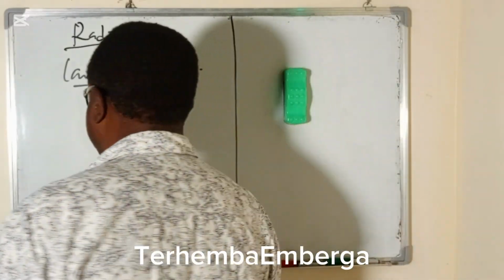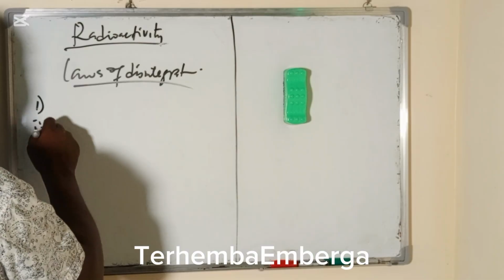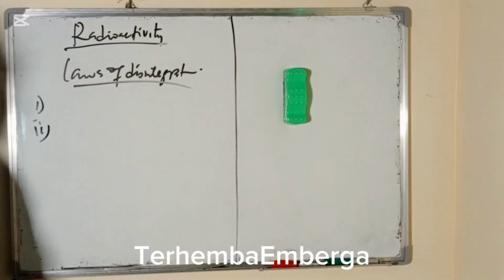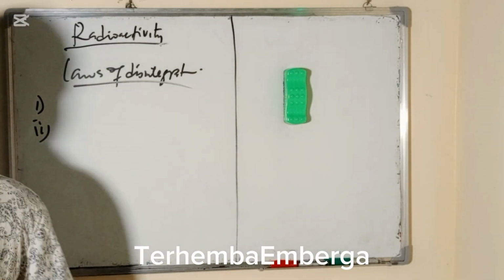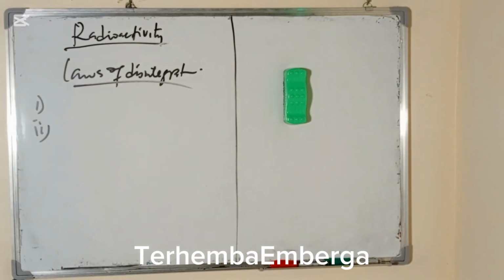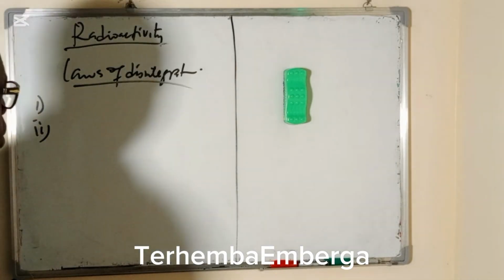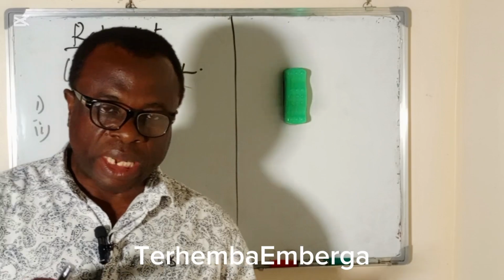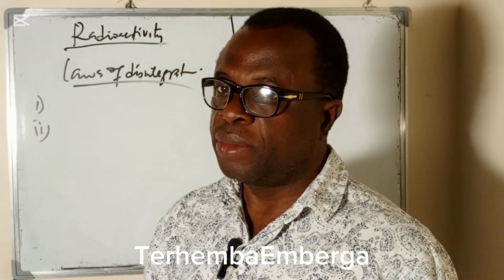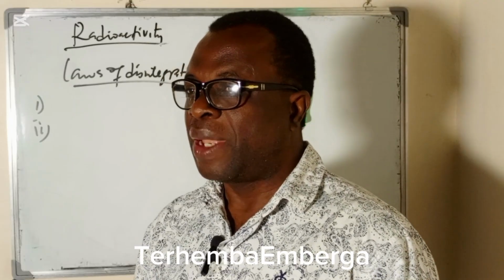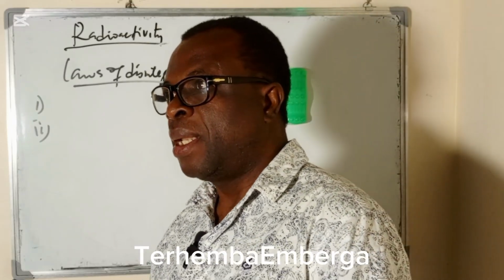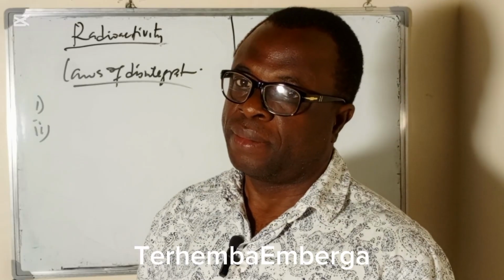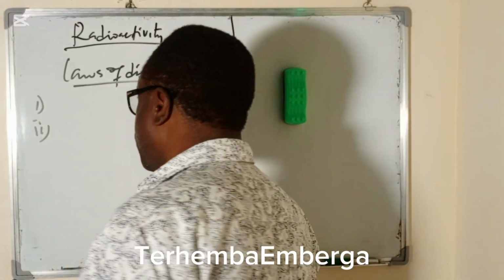Number two, it takes place at random. Number three, the number of atoms that disintegrate per second is directly proportional to the remaining unchanged radioactive atoms present at any instant. And that is where our interest is.